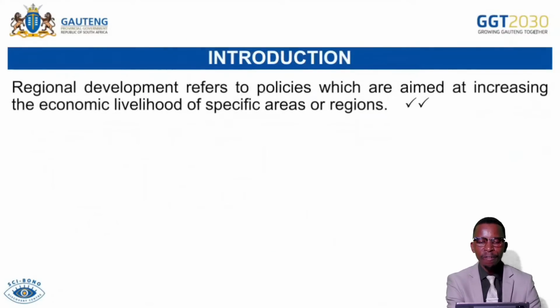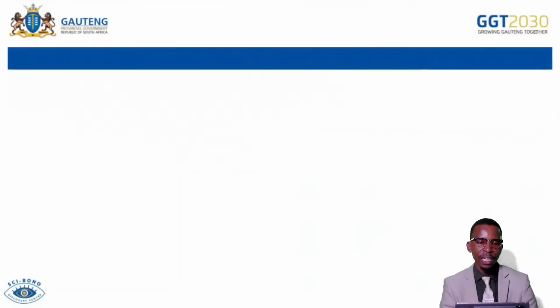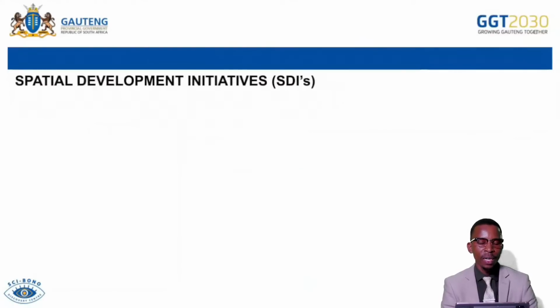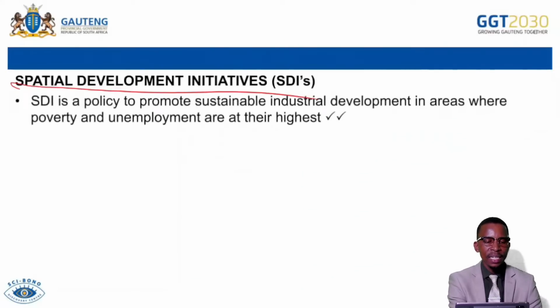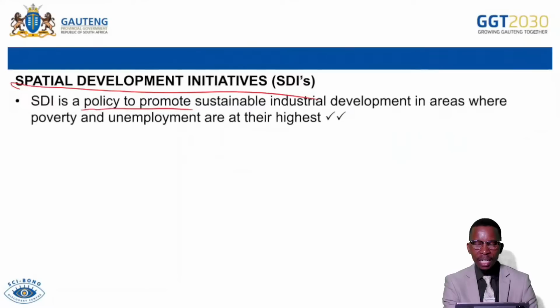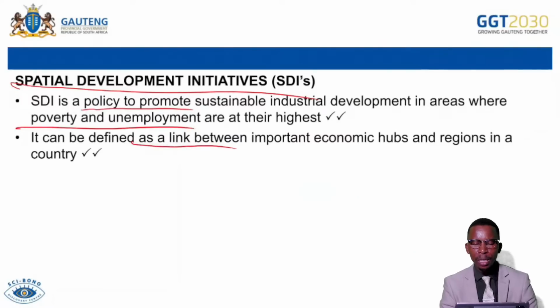Introduction. Regional development refers to the policies which are aimed at increasing the economic livelihood of specific areas or regions. 2 marks. Any other correct definition is given a mark. Then we go further. The Spatial Development Initiative, SDI, we explain it. SDI is a policy to promote sustainable industrial development in areas where poverty and unemployment are at the highest level. It can be defined as a link between important economic hubs and regions in the country.